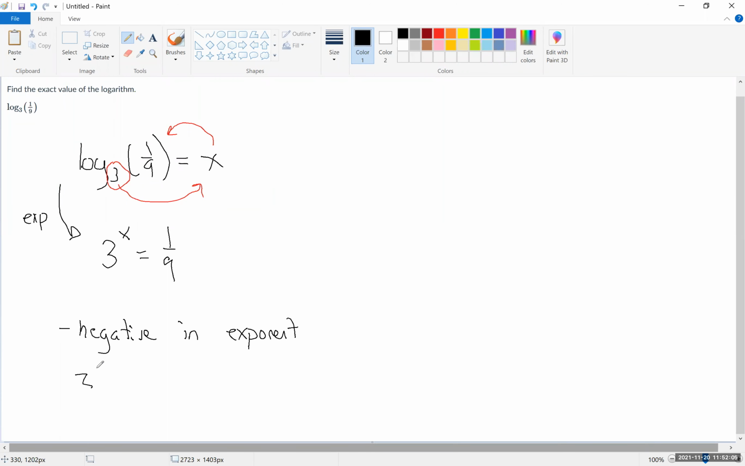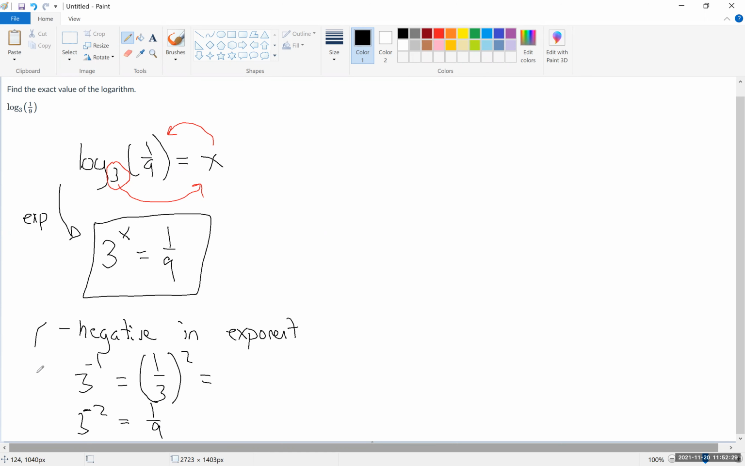So the way that you can kind of think about this one is 3 to the negative 1 is going to be 1/3. And then what do we have to do to 1/3 to get 1/9? We square it, right? So it's going to be 3 to the negative 2 power. All right. So equals 1/9. But typically how we would do it is this is an exponential. This is kind of your thought process.